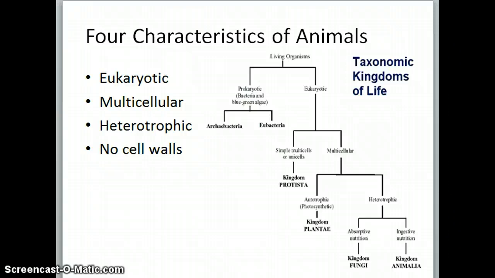Using the chart on the side, you can see that all living things are put into two groups, prokaryotes and eukaryotes. The first thing that all animals have in common is that their cells are eukaryotic. This means that they contain a nucleus at some point during their lives. Most of the time, they also contain cell organelles like the ones you just studied.